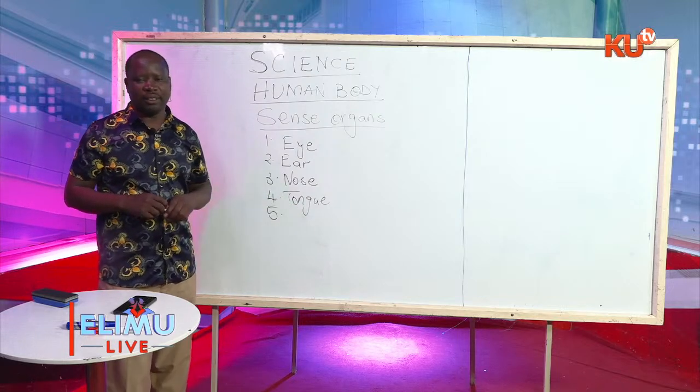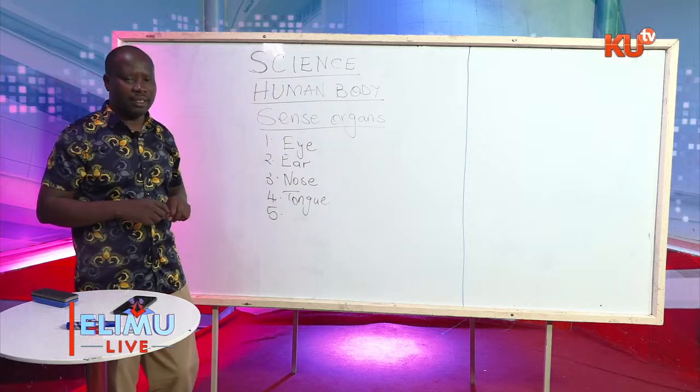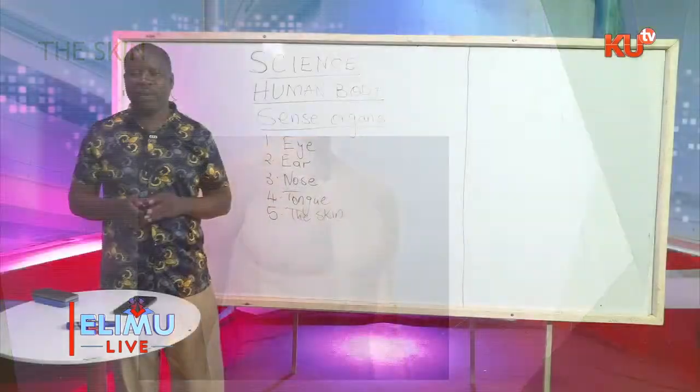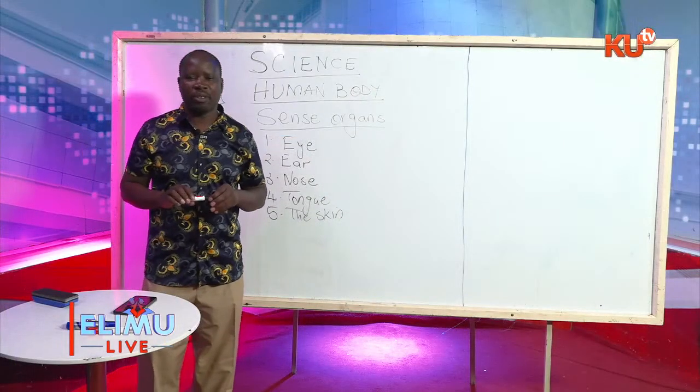Then the last one, the last sense organ is the skin. We can see there we have the skin, and all of us as human beings, we have the skin all over our body. So those are our 5 sense organs that we as human beings or animals have.